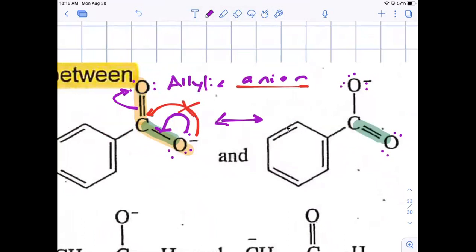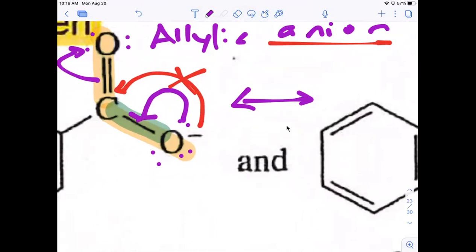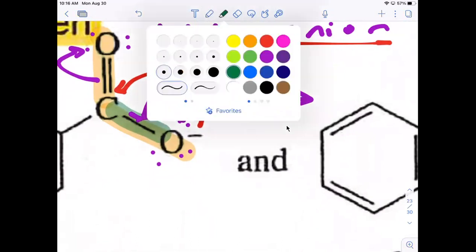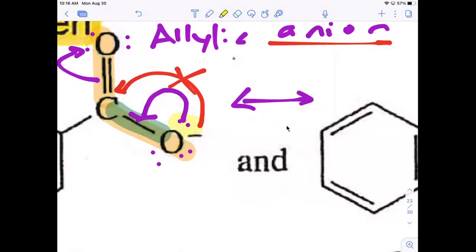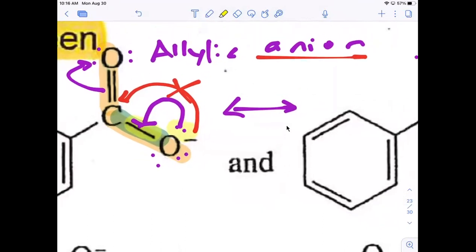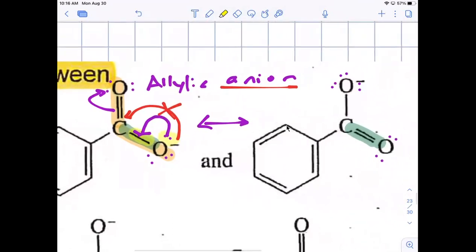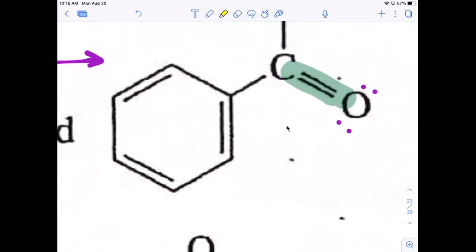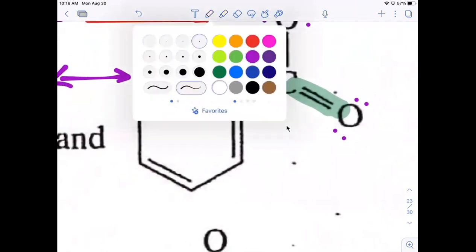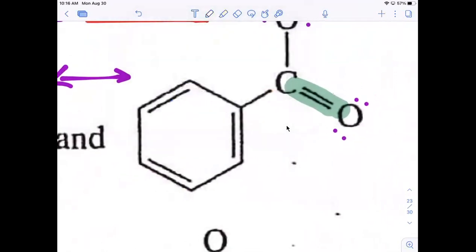Right? So these two are resonance forms, and it matters where your arrow stops and where it starts. So I start the arrow at the electrons right here, and I stop it between the two atoms because I'm making a pi bond there. Right, you can see that in the resonance form on the other side. And let me see if I can white out some of these little blemishes. I don't want you getting confused thinking those are electrons.